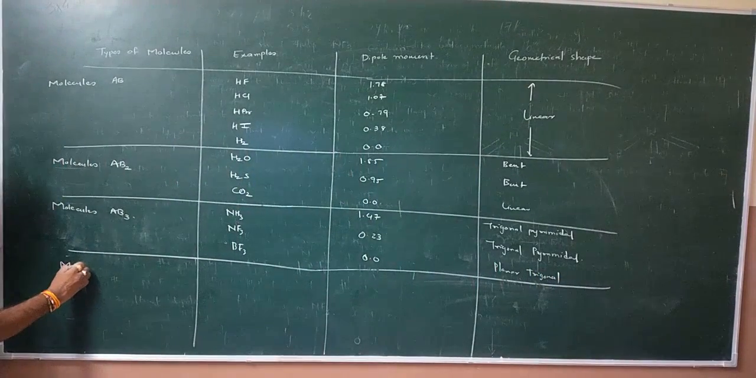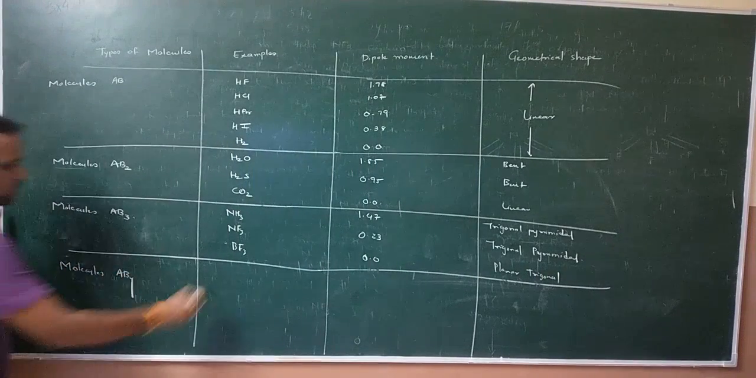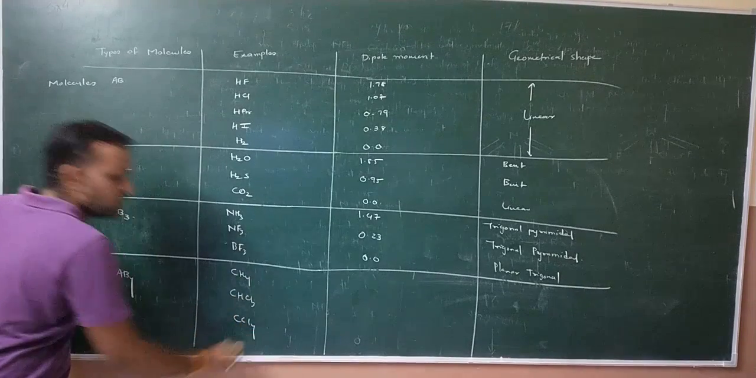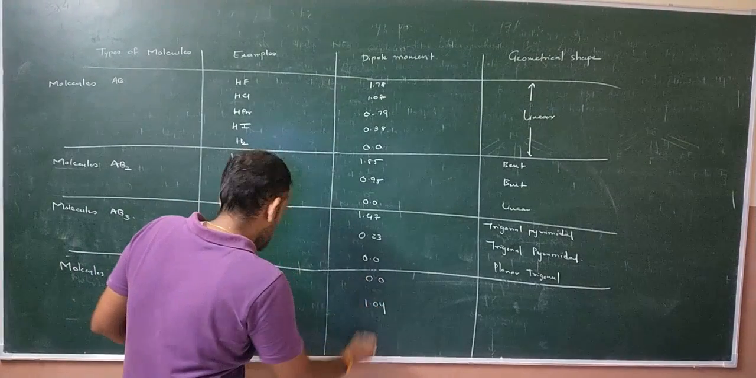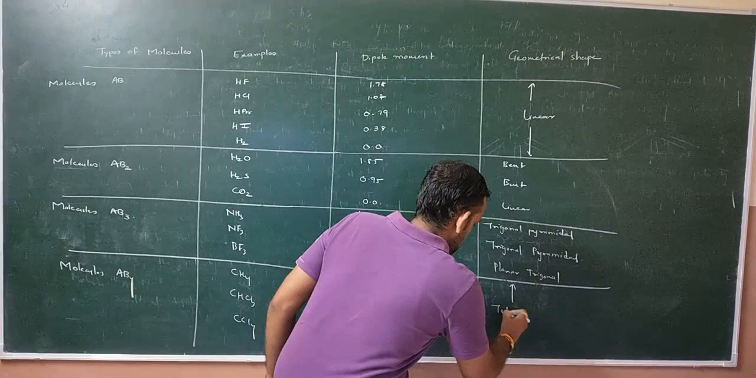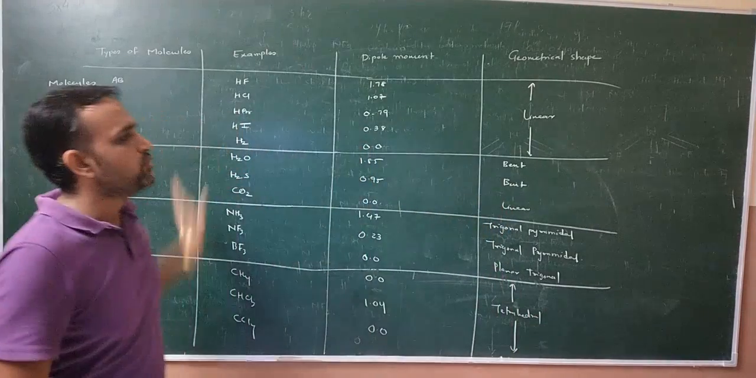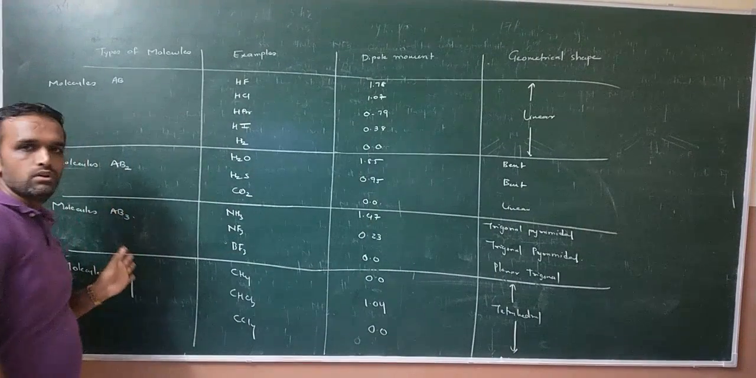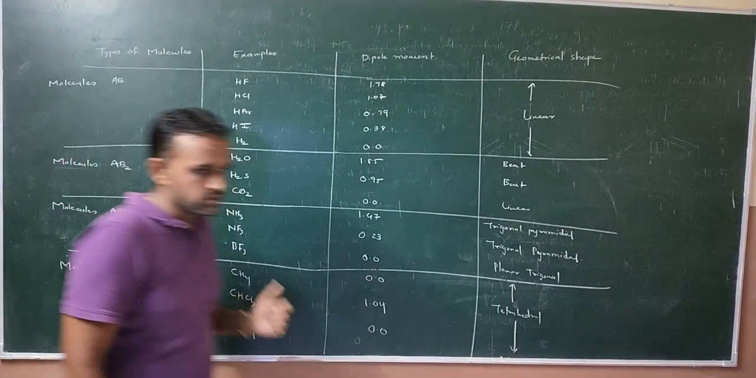Next one, AB4 molecules. Here it gives CH4, CHCl3 and CCl4, right? This will be 0, here 1.04 and here it will be 0. And the shape is tetrahedral. Okay, so this is how you have to remember the shape as well as the dipole moment of the different compounds. Understand? AB, AB2, AB3 and AB4 molecules, right?